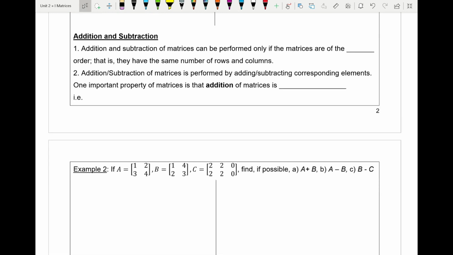Okay, let's start doing some arithmetic with our matrices. To add and subtract matrices, it can only be done if the matrices are of the same order. So they need to have the same number of rows and columns. Addition and subtraction of matrices is performed by just adding or subtracting the corresponding elements, and addition is commutative. Sorry, I should specify just addition is commutative. That means a plus b is the same thing as b plus a. So just like regular addition, matrix addition also has the commutative property.